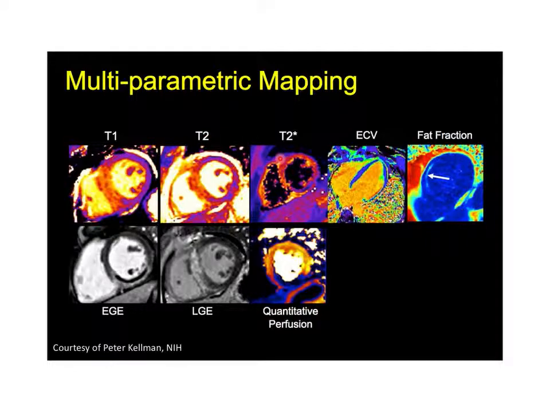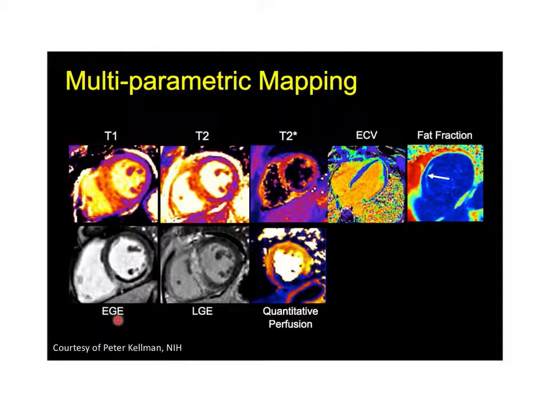And you can then also measure things like the fat fraction in tissue. And so in normal myocardium, there's very little fat except in this lesion here. You have, for some reason, infiltration of fat, and that can be measured by chemical shift because the fat resonates at a slightly different frequency than the water.